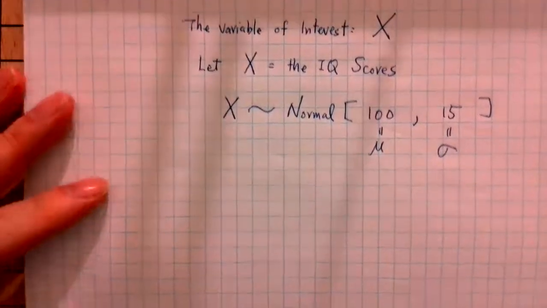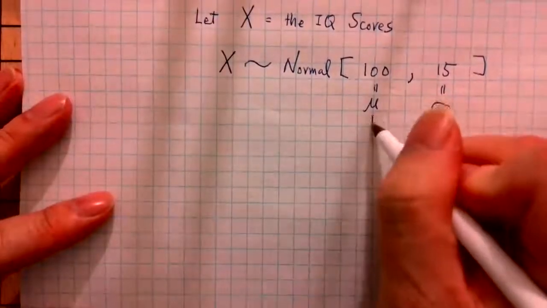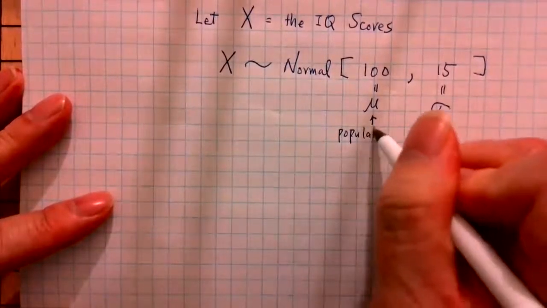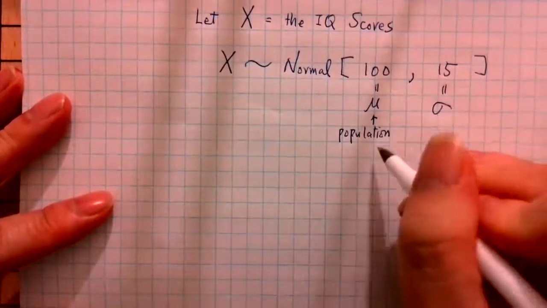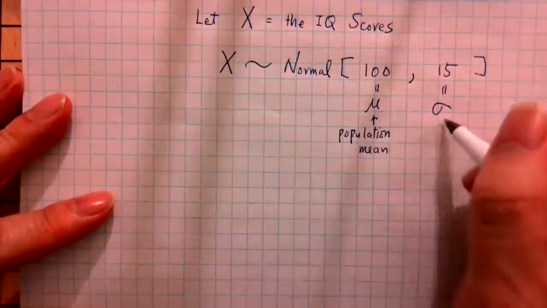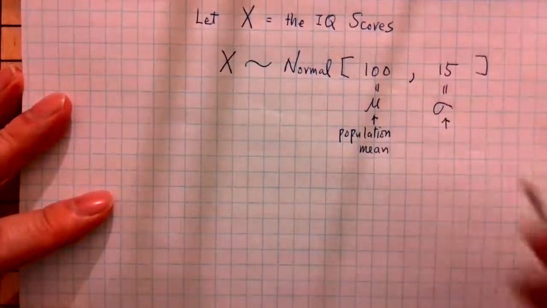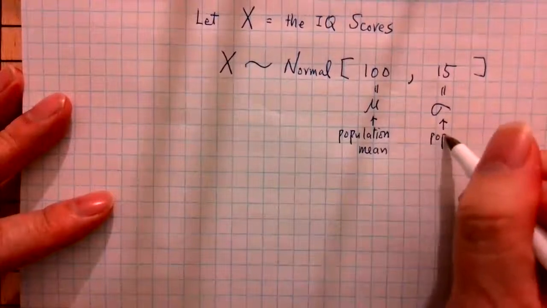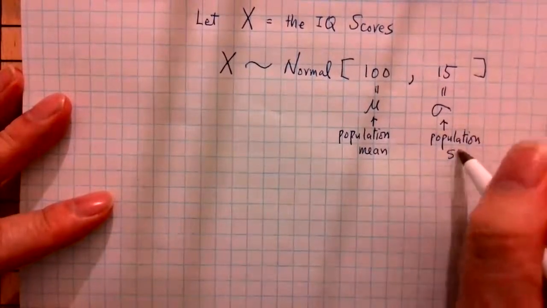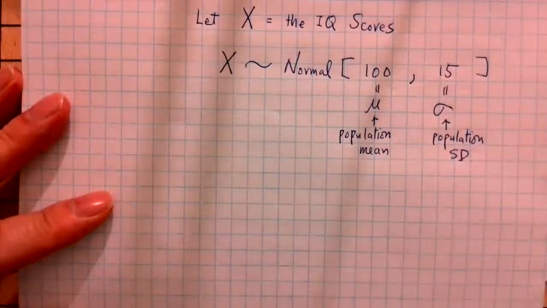For the notation I use, mu stands for population average or population mean, and sigma stands for population standard deviation. Okay.